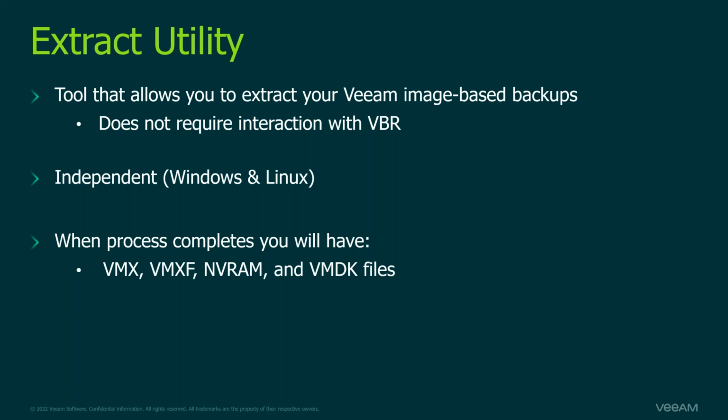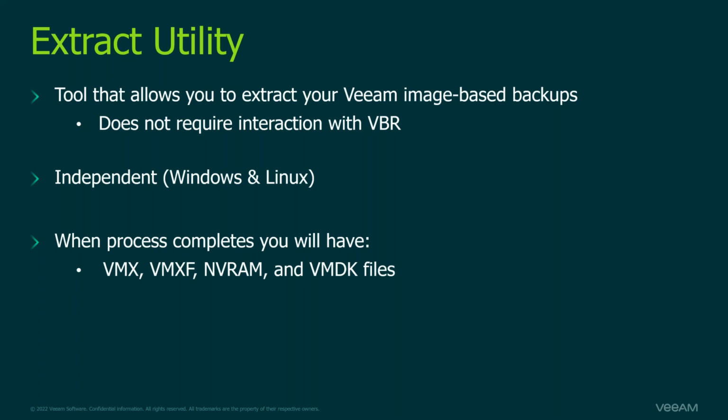What it does is, let's say you want to recover any file from the backups, and you don't have a VBR at your place, or somehow your VBR got crashed, and you need to recover your Veeam image-based backups, and you don't have VBR presently. So what you can do is deploy the extract utility on any Windows server.